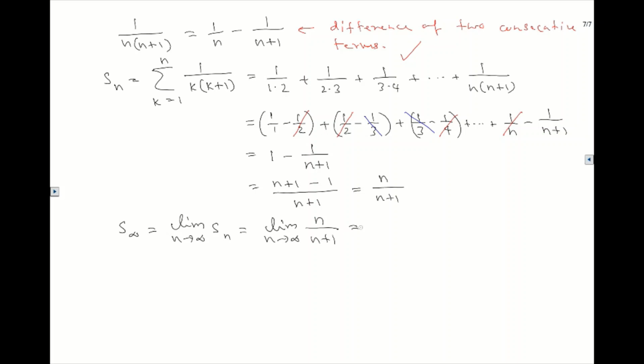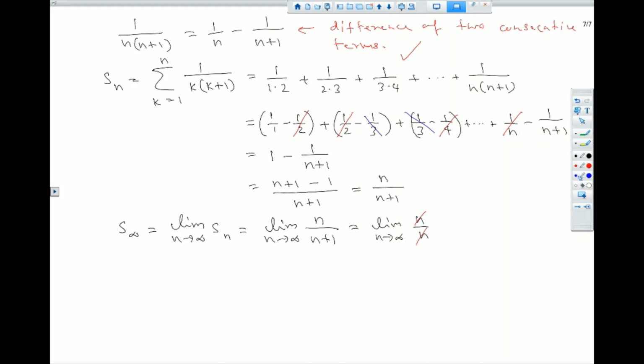When n goes to infinity, you know how we do this kind of thing: we can ignore the 1 here because n goes to infinity. So it's simply going to be the limit of n over n, because you can ignore the 1 in this kind of problem. You only need to consider the largest term of the numerator and the denominator. You can see that gets cancelled, so you simply end up getting 1.